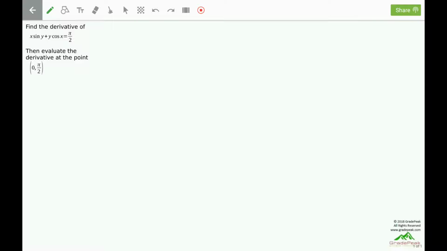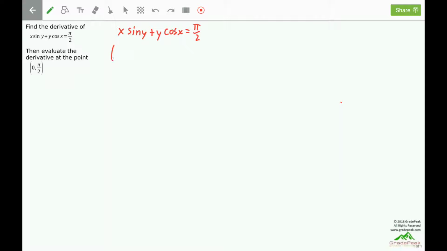Find the derivative of x sine y plus y cosine x equals pi over 2. Then evaluate the derivative at the point (0, pi over 2). We have an implicit relation between x and y. It's not solved for y in terms of x, but rather the two are related through this equation.